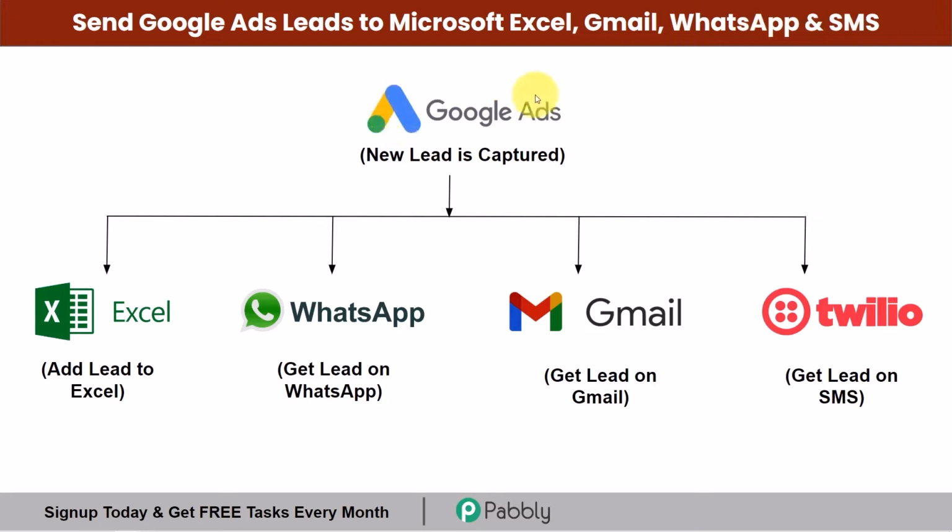So let's say you are running Google Ads, and whenever a new lead is captured using Google Lead Form extension, you want to add the very same lead automatically to Excel, and you even want to get notified about the same lead on your WhatsApp number, on your Gmail account, and on Twilio, basically on the SMS as well.